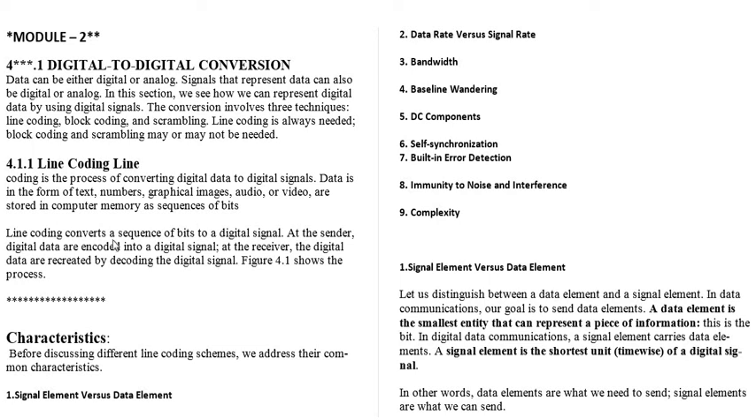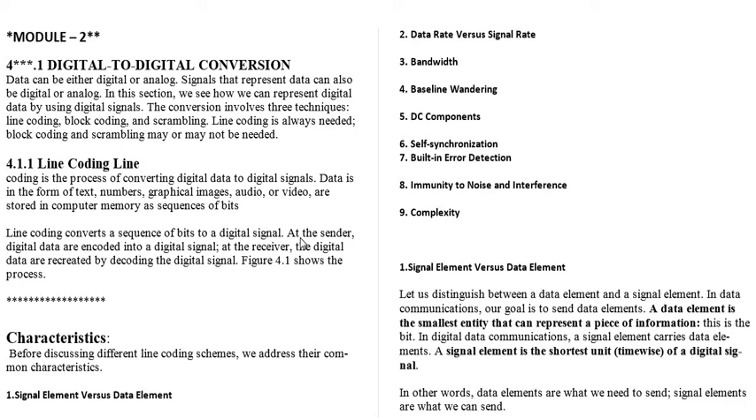In line coding, the data can be of any form. It can be text, audio, video, numbers, images, graphical images, and so on. Whatever the data and whichever the form, we have to convert it into a sequence of bits, and that sequence of bits has to be carried through the digital signal, which we call line coding. Line coding converts a sequence of bits to a digital signal.